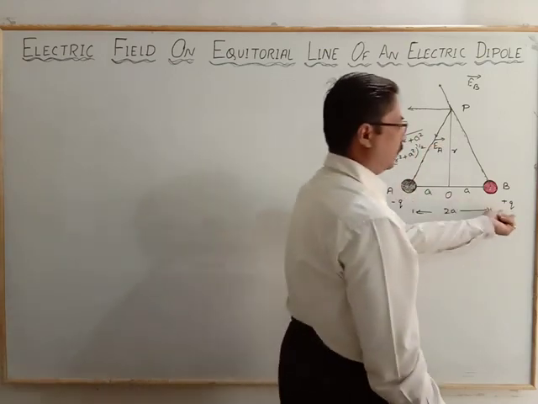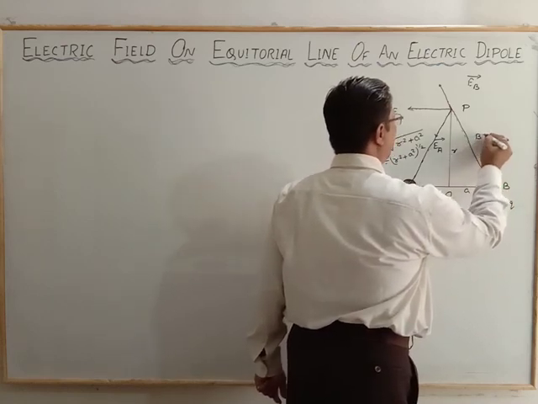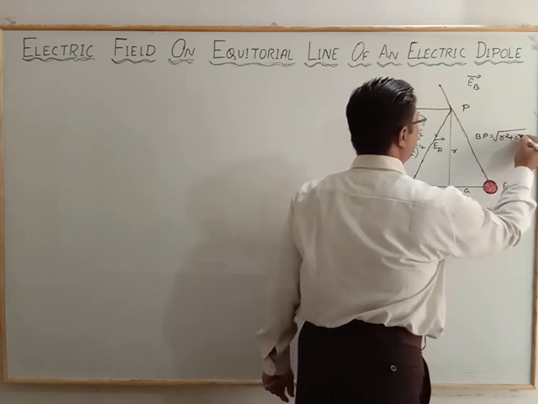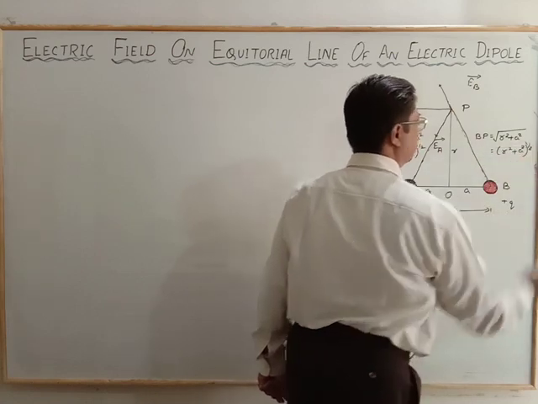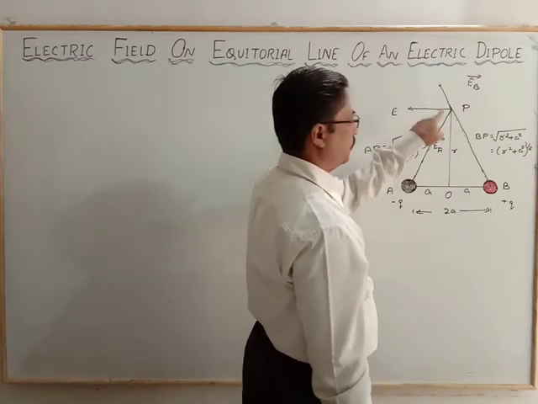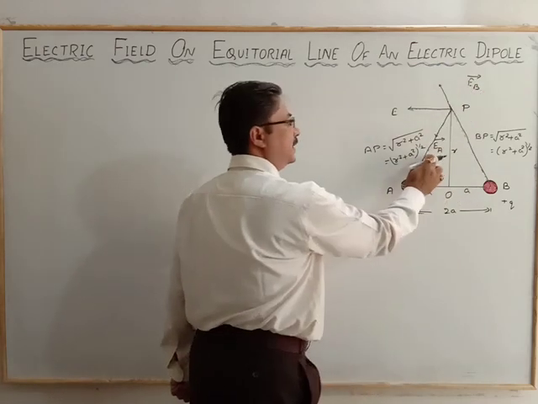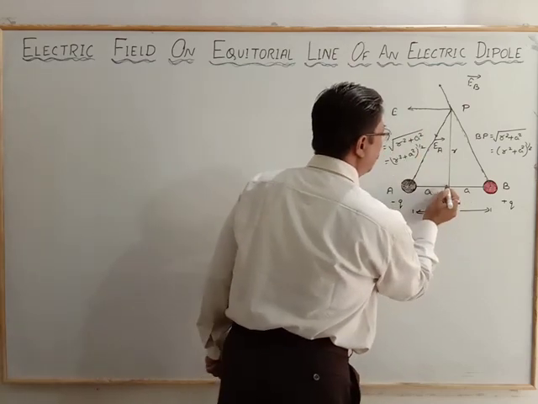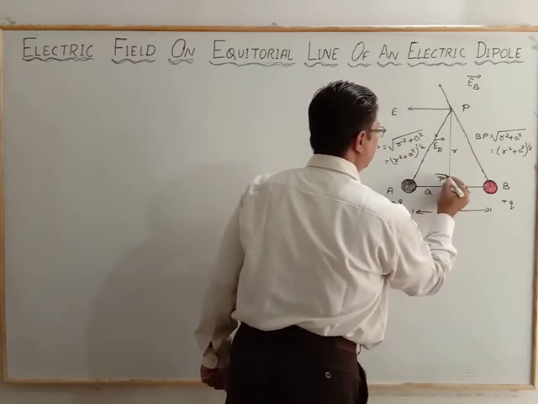The same distance is also from the charge plus q at point B, that is BP is equal to root under r square plus a square, or we can write (r square plus a square) whole to the power half. So that is the distance from B to P and from A to P. Now we have two vectors, the EB vector and the EA vector, and the dipole has a dipole moment.